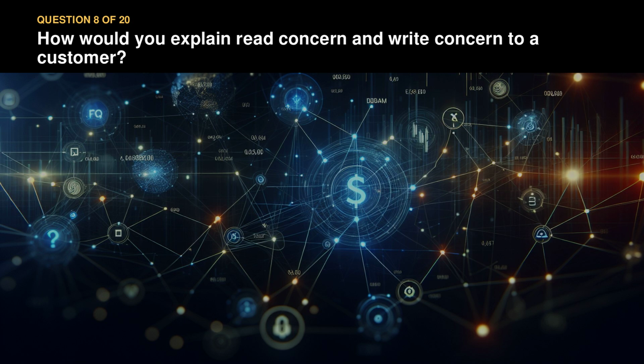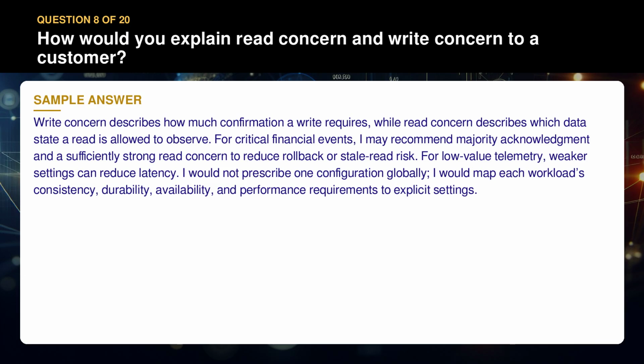Question 8. How would you explain read concern and write concern to a customer? Write concern describes how much confirmation a write requires, while read concern describes which data state a read is allowed to observe. For critical financial events, I may recommend majority acknowledgement and a sufficiently strong read concern to reduce rollback or stale read risk. For low-value telemetry, weaker settings can reduce latency. I would not prescribe one configuration globally. I would map each workload's consistency, durability, availability, and performance requirements to explicit settings.